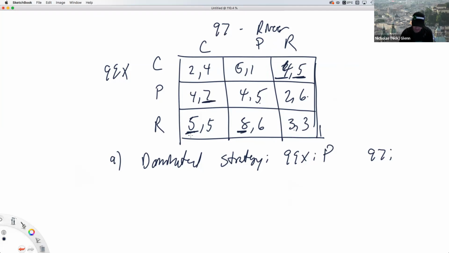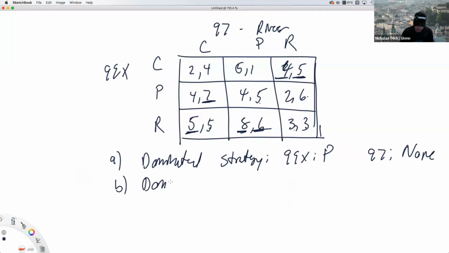What if 99X plays rock? What's their best move? Do you play country to get 5, pop to get 6, or rock to get 3? Well, it's 6. They're going to play pop. So depending on what 99X does, the River could play each move. They could play country, pop, or rock could be their best move. So there is no dominated strategy.